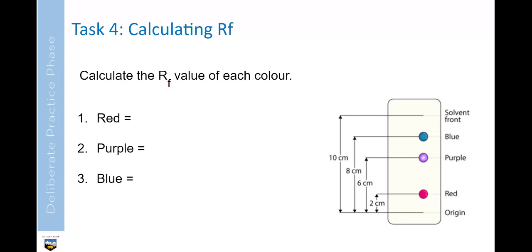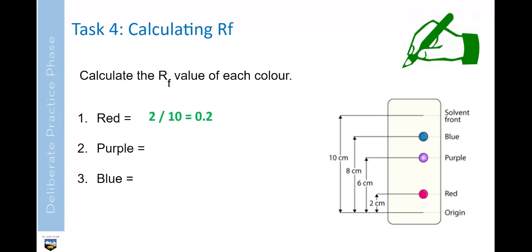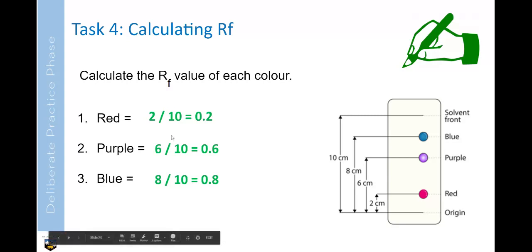Okay, so red's travelled 2 centimetres. The solvent's travelled 10, so it should have been 2 divided by 10, gives you 0.2. Purple and blue are as follows. And what we could do is with those results, we could compare them to known RF values and work out what components they are.